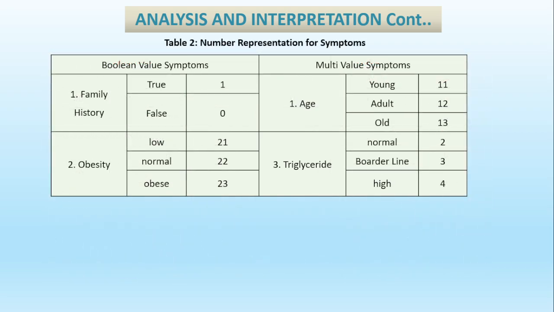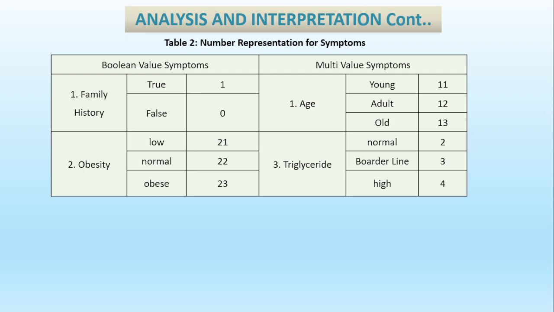And after the presentation of symptoms, we have Boolean value symptoms and multi-value symptoms. Now, a single person having a family history is true or false. That will work as 1 for true and 0 for false. Now, the age: young 11, adult 12 and old 13. This is the code I have set.